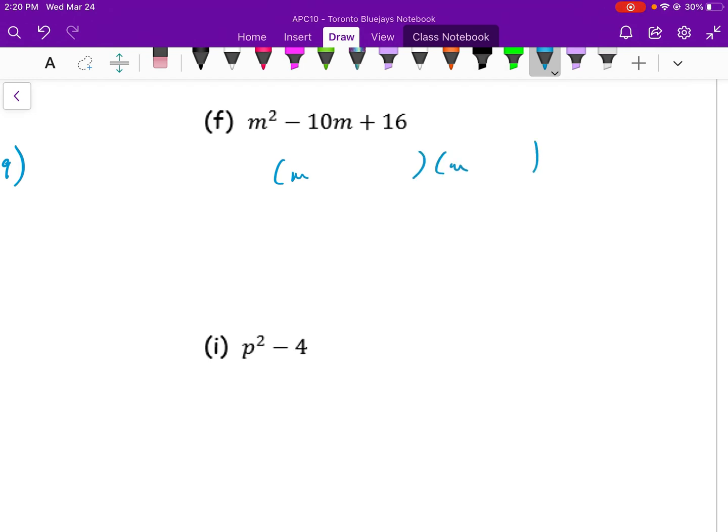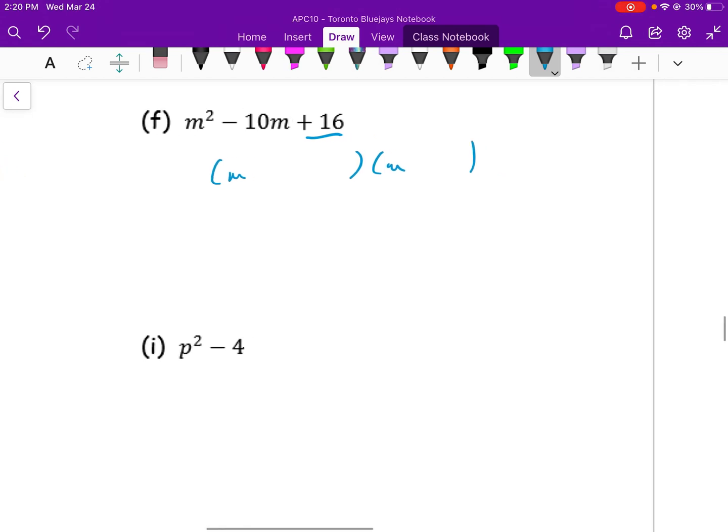Write out my polynomials. What two numbers multiply to positive 16 but add to -10? Now this one might be a little bit tricky. It's actually tricky for me. Oh, wait a second, I got it. -8, -2. And if you want, you can multiply this out and check, right? m squared minus 2m minus 8m and then plus 16. And there we have it.